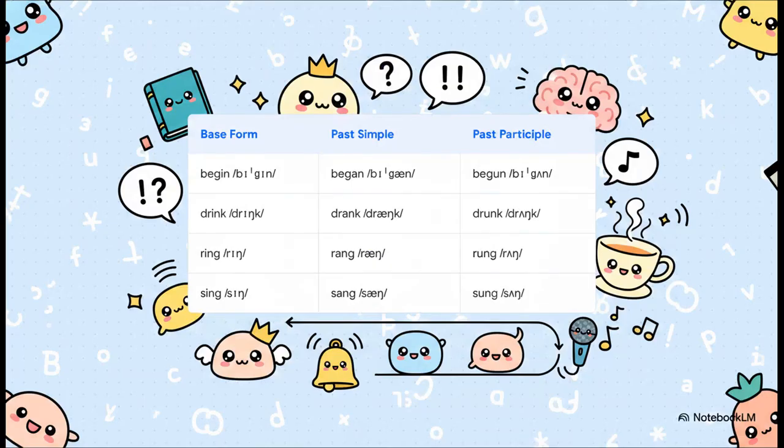Let's start with this classic pattern. Notice the vowel shifts here, the short I, the wide ah, and the hard u. Say them with me. Begin, began, begun. Drink, drank, drunk. Ring, rang, rung. Sing, sang, sung. Do you hear that rhythm? Grouping verbs like this in your mind makes them so much easier to pull up naturally during a conversation.